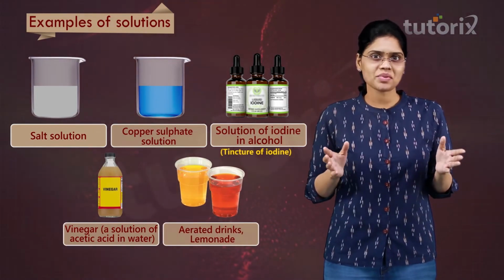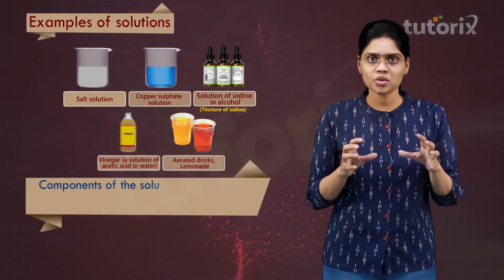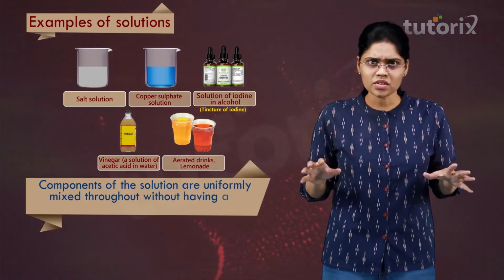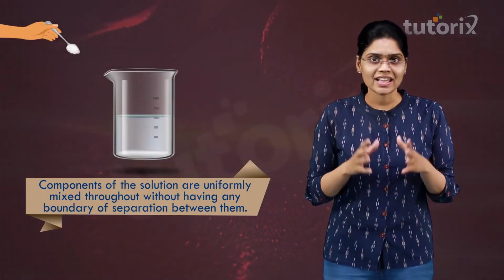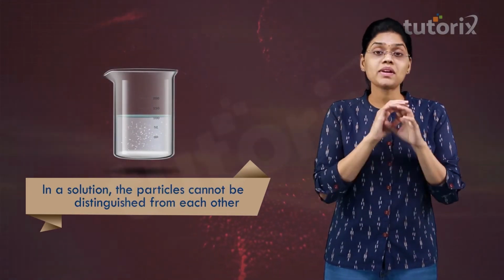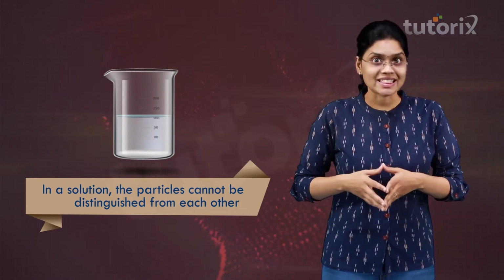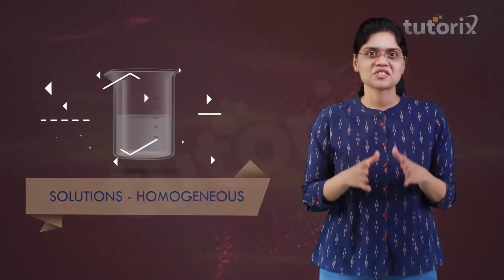In all these examples, you can see that the components of a solution are uniformly mixed throughout without having any boundary of separation between them. That is, in a solution, the particles cannot be distinguished from each other. And this is what makes them homogeneous. So now you know why solutions are homogeneous in nature. But why are they called mixtures?